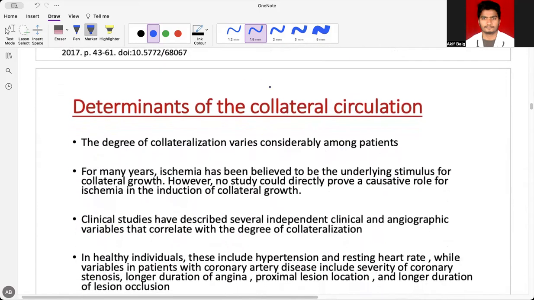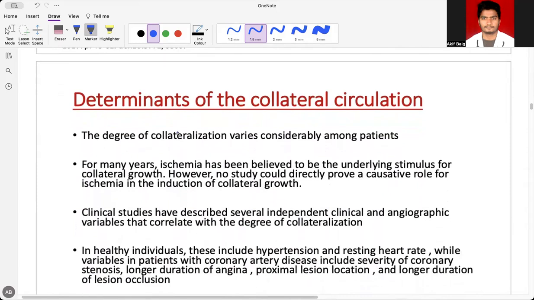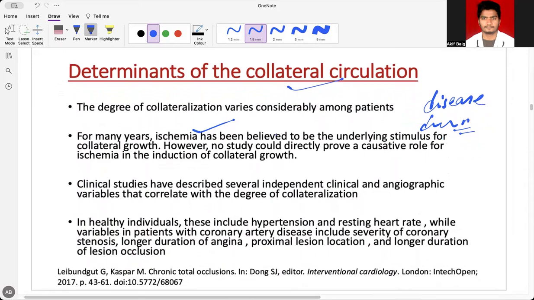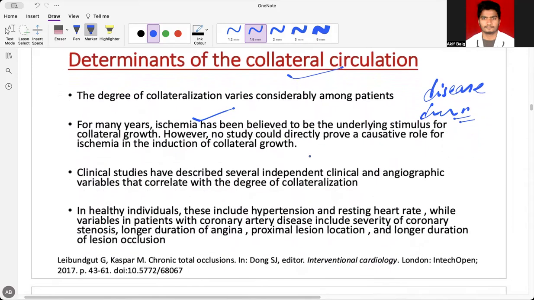So what determines the collateral circulation? The degree of collateralization varies considerably among patients. That means not every patient will have an equal amount of collaterals. It varies from patient to patient and also depends upon the amount of disease and the duration of the illness. For many years, ischemia has been believed to be the underlying stimulus. However, no study could directly prove a causative role.